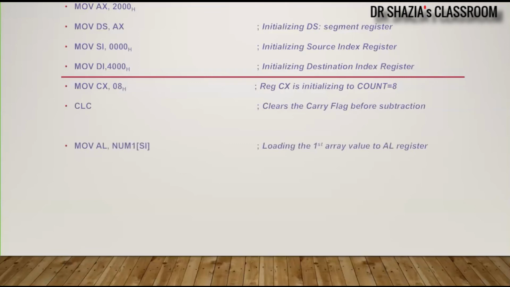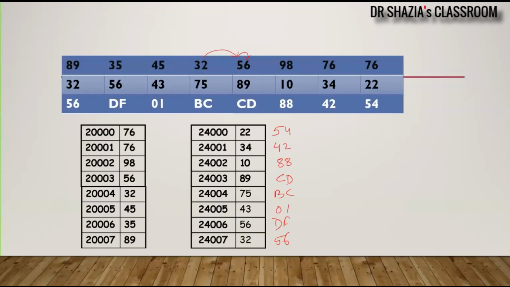Now, I will go for subtracting my first LSB byte, which in this example, if you remember, I need to subtract 22H from 76H. So that particular subtraction of the LSB byte I will show through the steps. What we are doing first, I am loading num1 SI. As you have seen in the previous slide, SI I have considered as 0000. So initially it will be pointing to this memory address 20,000 and it will get 76 from it.